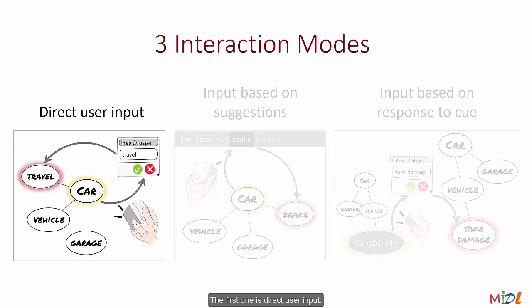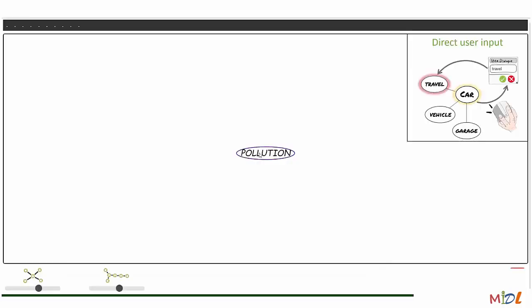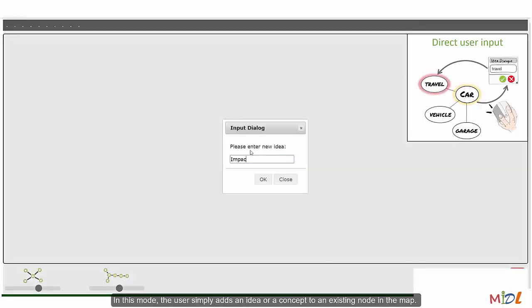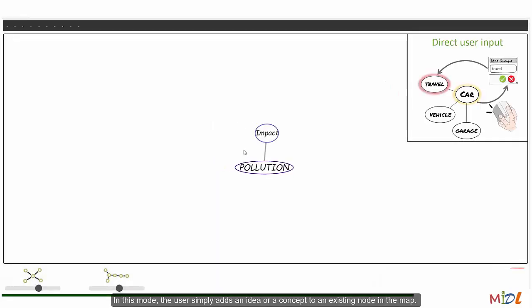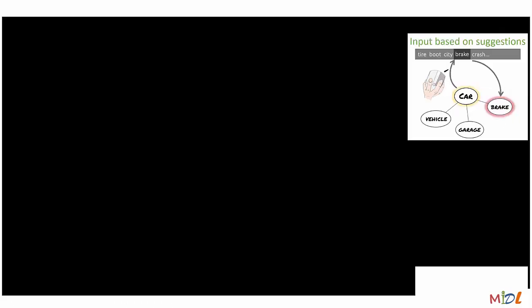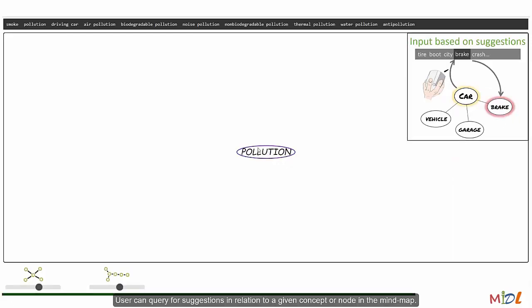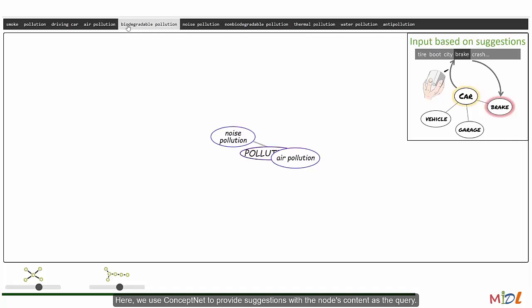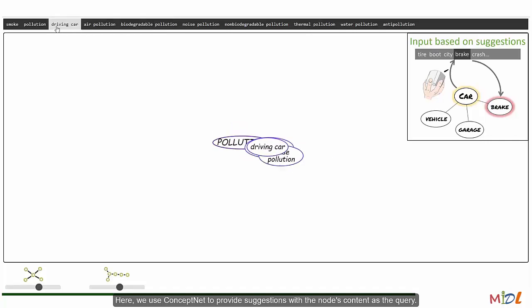The first one is direct user input. In this mode, the user simply adds an idea or a concept to an existing node in the map. The second one is input based on suggestions. Users can query for suggestions in relation to a given concept or node in the mind map. Here, we use ConceptNet to provide suggestions with the node's content as the query.